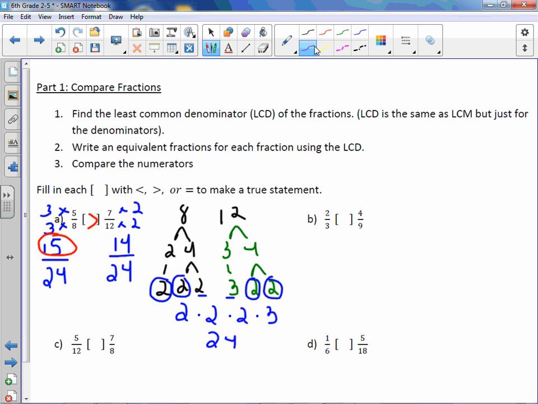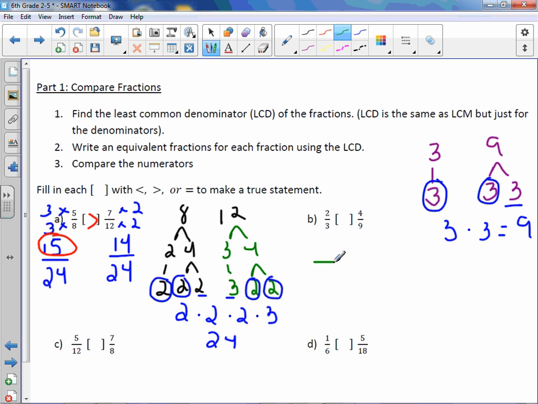Let's do another example. Letter B. Look at your denominators. You have 3 and 9. I'm going to do this one up a little bit. 3 is a prime number, so that's the only factor. And 9 can be broken down into 3 and 3. You have a 3 in common and a 3 left over, which means the least common multiple is 9.